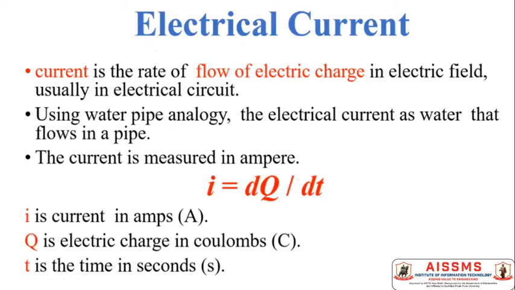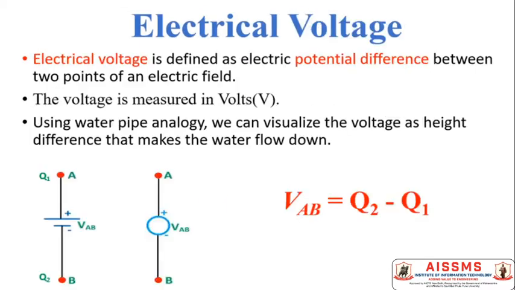Mathematically, I is equal to dq upon dt, nothing but the rate of change of charge with respect to time, where I is current in ampere, q is electrical charge in coulomb, and t is time in second.